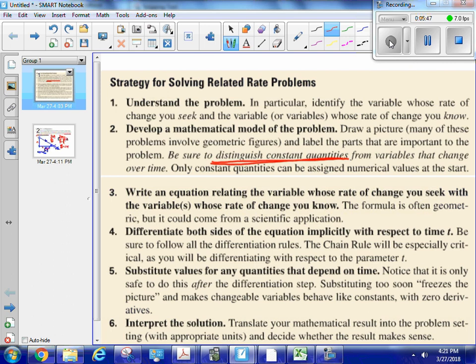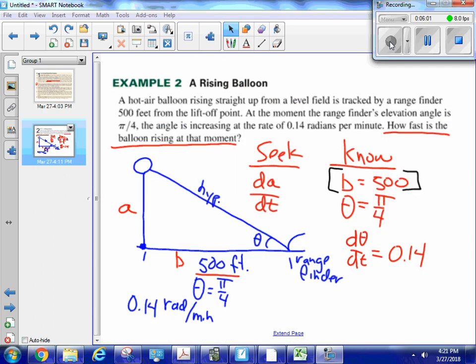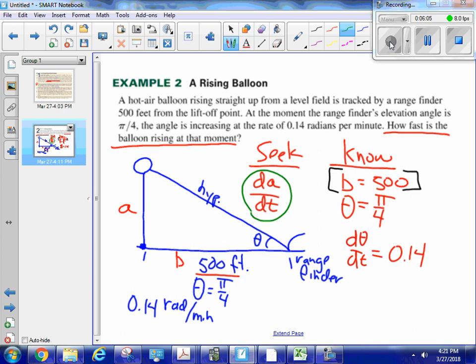So now I need to look at number 3. I need to write an equation relating the variable whose rate of change I seek with the variable whose rate of change I know. Well, let's go back to our problem. I'm seeking dA to dt. I know d theta to dt. Now, is there a formula that I can use that relates A to theta? That's what I'm looking for. The variable is A, and the variable is theta, and I want to see, can I relate those rates of change to one another?